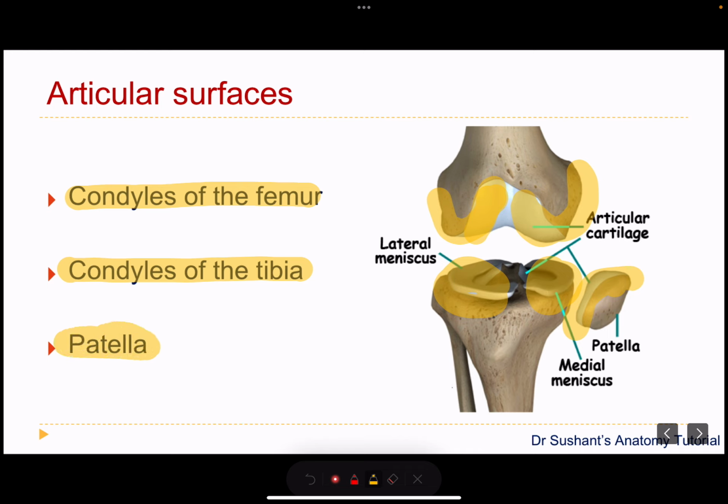This is the medial and the lateral condyle of the tibia, and we also have the patella. And remember, the articular surfaces are covered by the articular cartilages. So these articular cartilages are shown here. Something that appears in white color or maybe gray color is the articular cartilage.